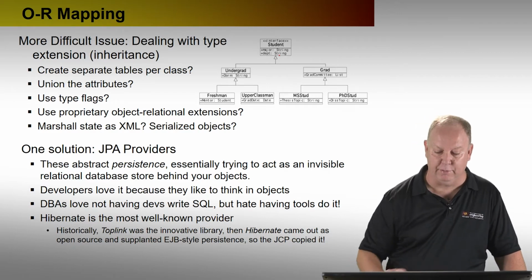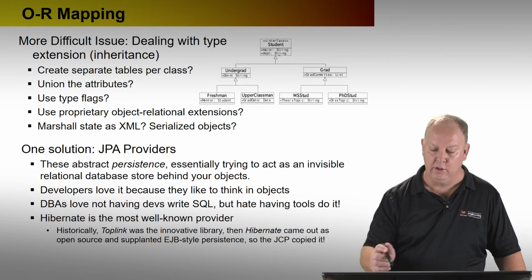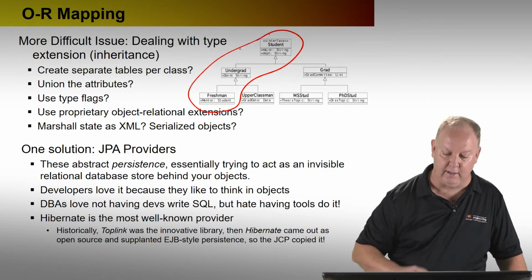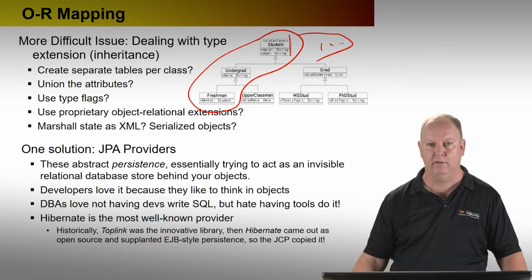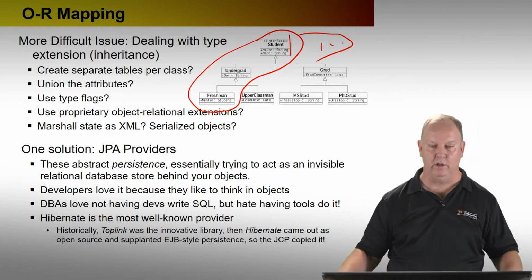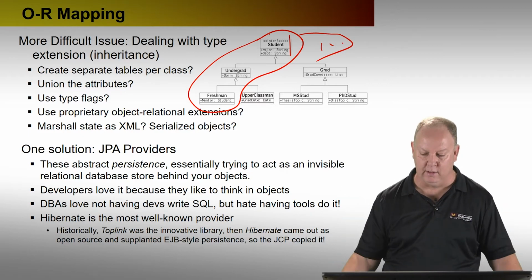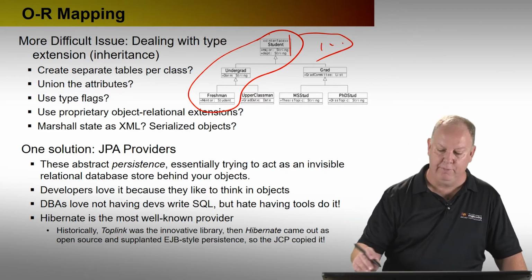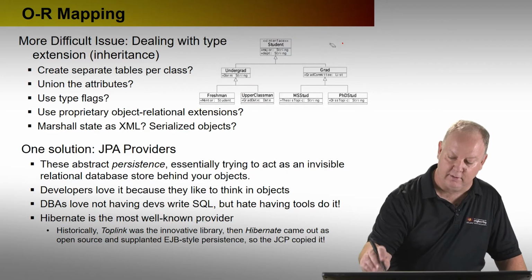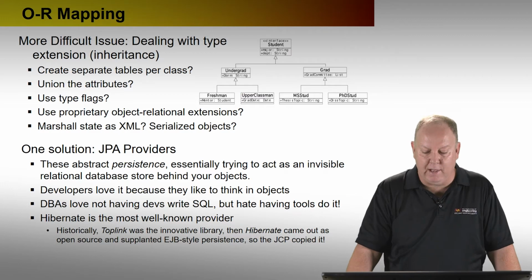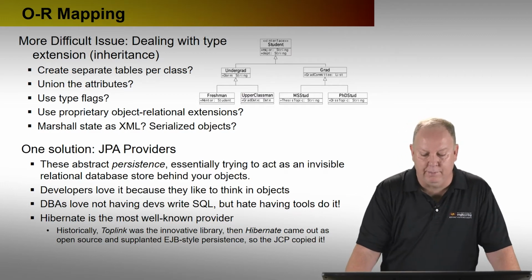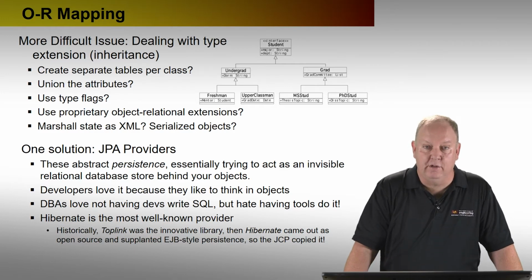You could create a separate table for each class and join them all together. You could union the attributes going down one side of the inheritance hierarchy. You could create one master level object and have these type flags: if type equals 1, you're an undergrad; if type equals 2, you're a graduate, that kind of thing. You can use object relational extensions. As object-oriented programming and object modeling became very popular, traditional relational database vendors created object relational extensions for things. Or do you treat it as one big cloud?